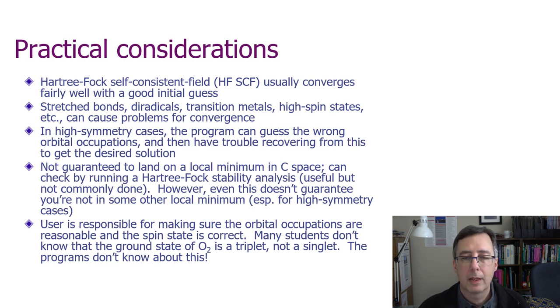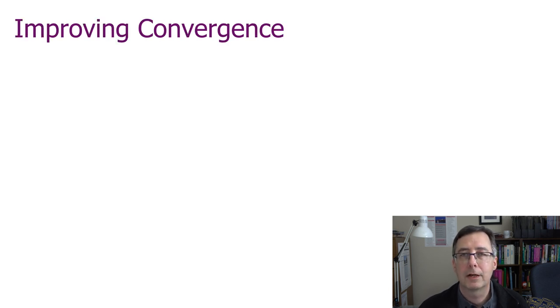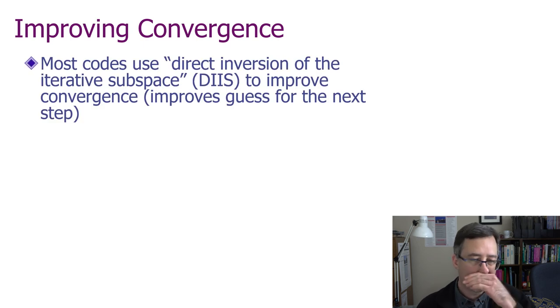Okay, and finally, I'll just say a couple words about improving the convergence of the self-consistent field procedure if you have problems. A lot of programs use something called direct inversion of the iterative subspace. That's DIIS. That's already done for you, so it's not something the user really needs to do, but I mention it because it's very, very helpful to these programs. This was created by Peter Pulay.